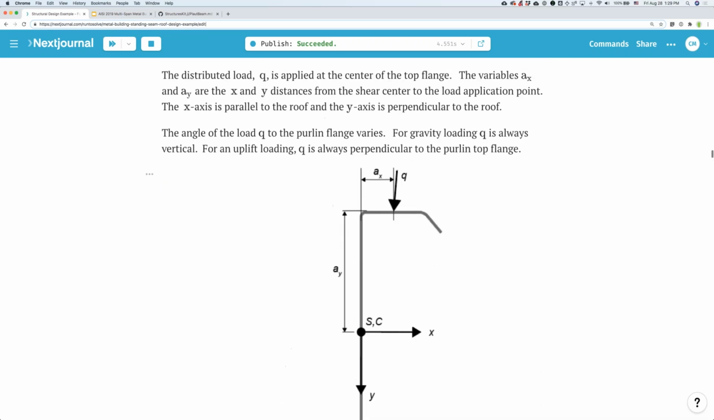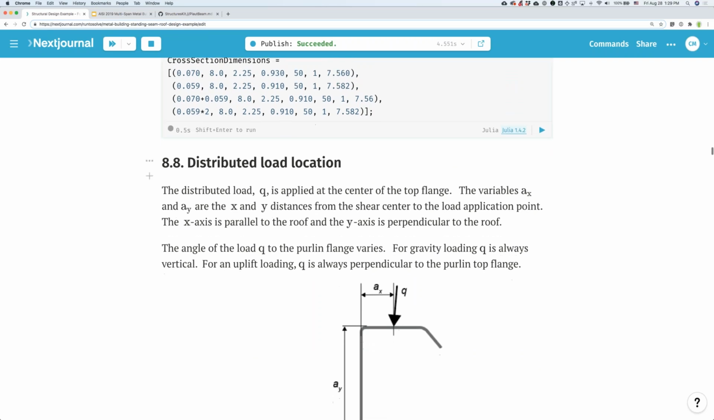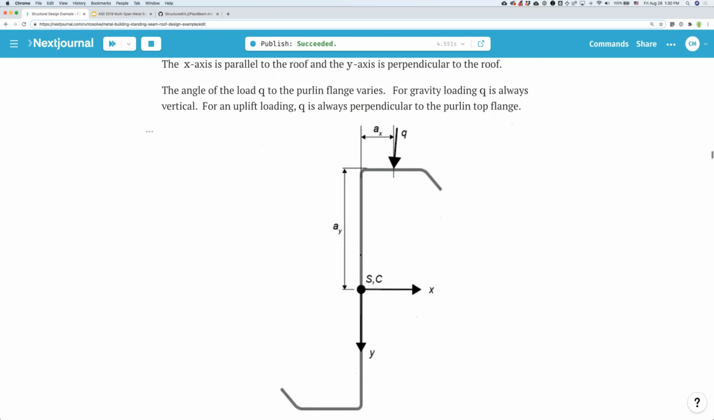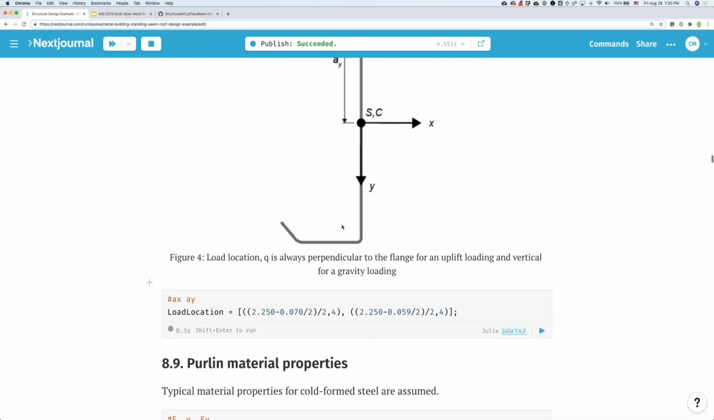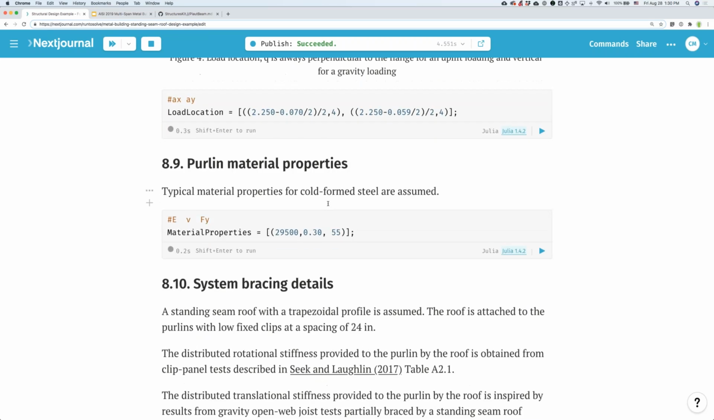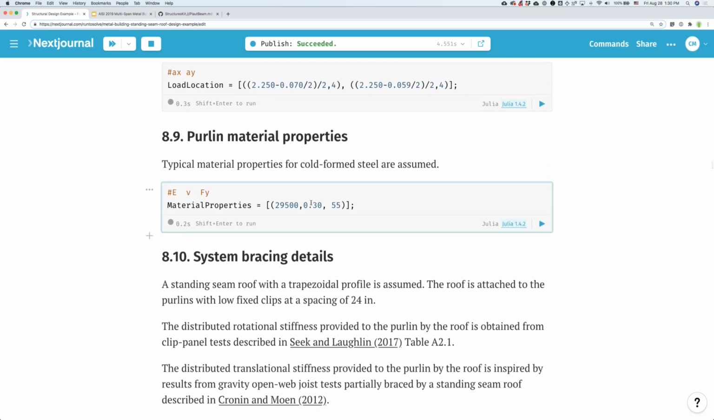So let me just get through. What we found in these analyses is that the load location really matters. Typically in a lot of structural analysis programs, we're always assuming that the load is applied here, but that's not the case. It's applied up here. And when the cross-section starts twisting, that becomes very important in the prediction of the displacements and also the internal forces in the Purlin line. And so defining where the load is being applied is important, and that's AX and AY. This is AX and this is AY. Yeah, and then material properties.